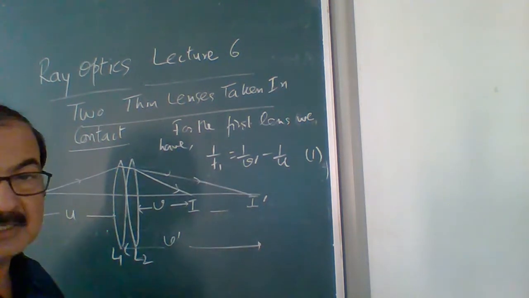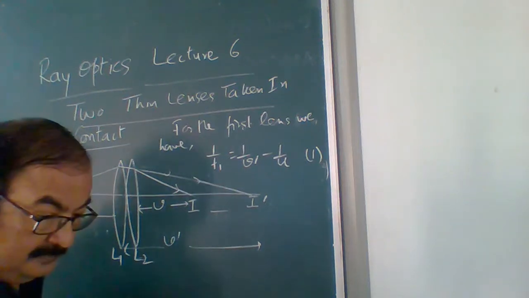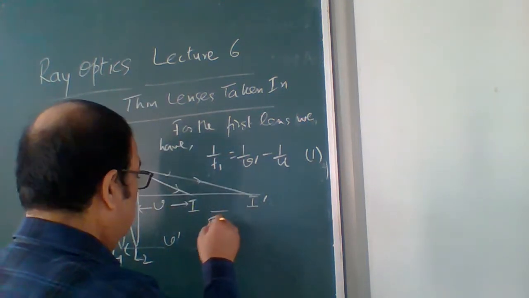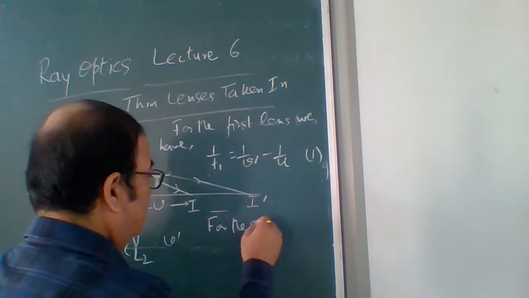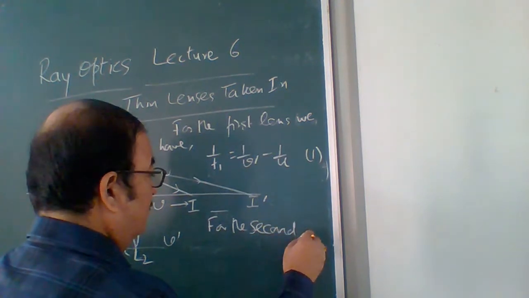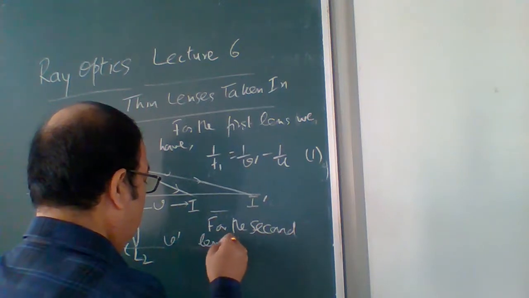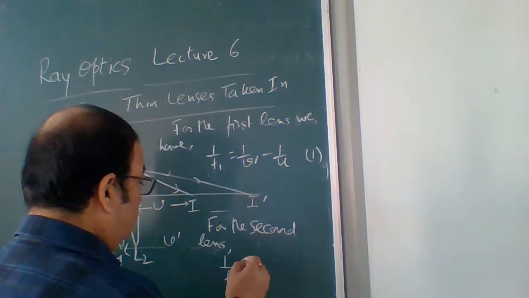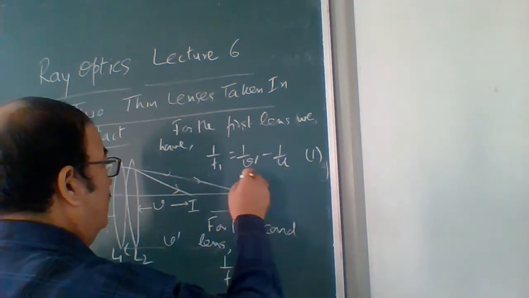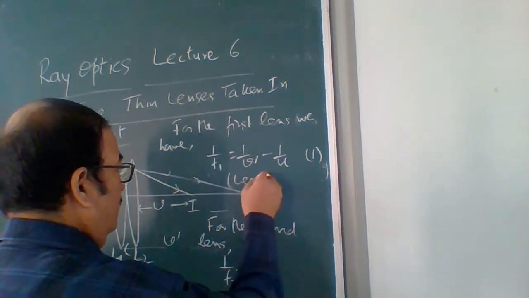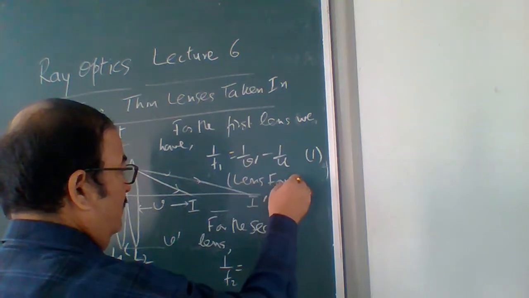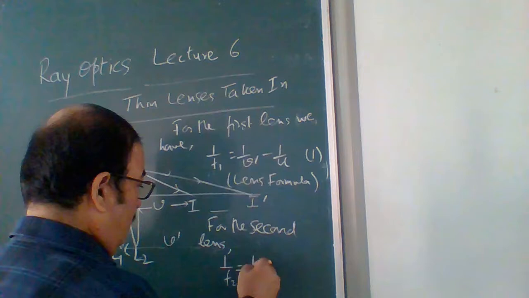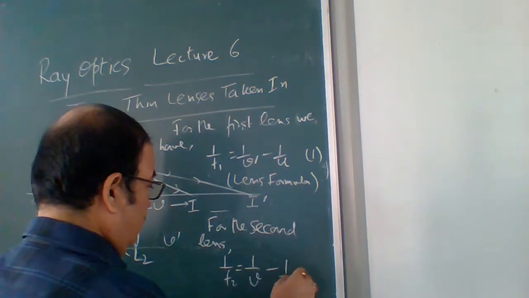This is v dash. And therefore for the second lens, 1 upon f2 equal to... we are using the lens formula that we have already derived. 1 upon f2 equal to 1 upon v minus 1 upon u.